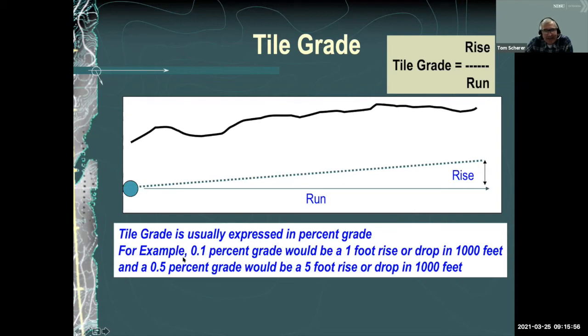So typically, for example, 0.1% grade would be a 1 foot rise or drop in 1,000 feet. We don't go by just the slope, we go by the grade. So 0.5% grade would be a 5 foot rise or drop in 1,000 feet. And you can run into both of those in the valley, and that affects how fast water moves down the tile, and this is where the question about the drainage coefficient, the size of the main would be affected by the flow.